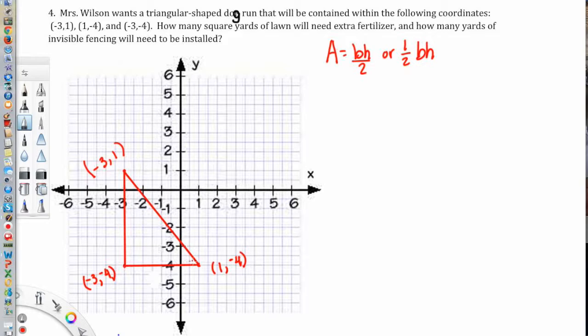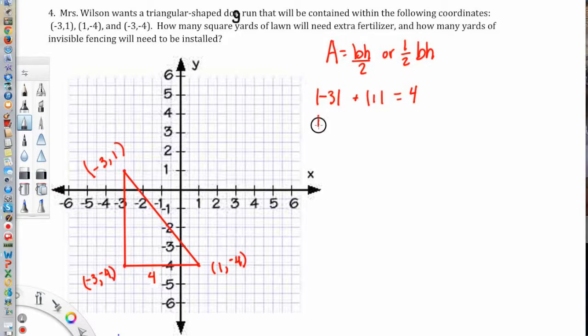So we take a look at the bottom line segment here, and in order to find the base, we need to focus on the x-coordinates. So I have an x-coordinate of -3, and the second x-coordinate is a +1. So I find the sum of their absolute values, which would be 4. So our base is 4 units, and then our height is a vertical line segment.